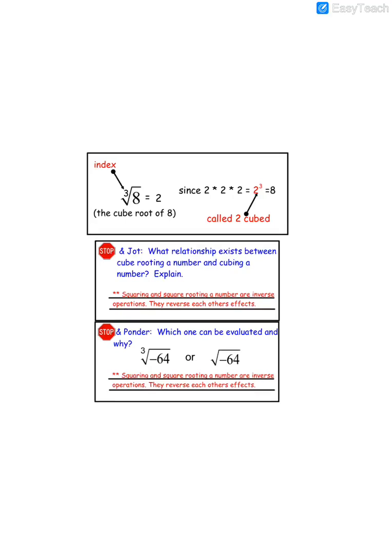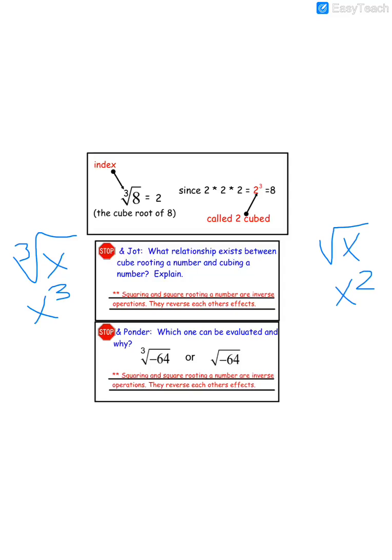So the index, the little number on the inside, this time is a 3, and that stands for the cube root of 8. And we said it's equal to 2 because 2 times 2 times 2, or 2 cubed, is equal to 8. So what relationship exists between cube rooting and the cube of a number? They are inverses. Just like square root and squaring a number are inverses, they're basically the opposite. The cube root and cubing a number reverse each other's effect.